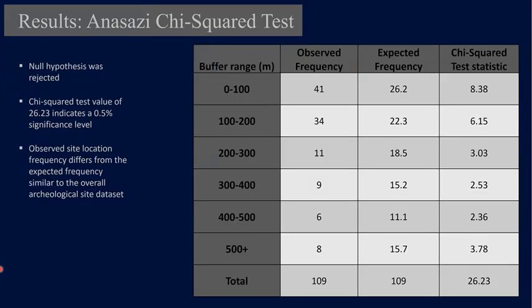The Anasazi chi-square test also does support the ability to reject the null hypothesis, with a test value of 26.2, which indicates a 0.5% significance level. Again, following the same pattern as the archaic and archaeological sites, the observed frequency is higher near hydrologic features than the expected frequencies.